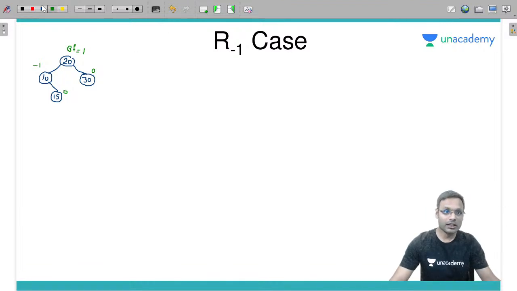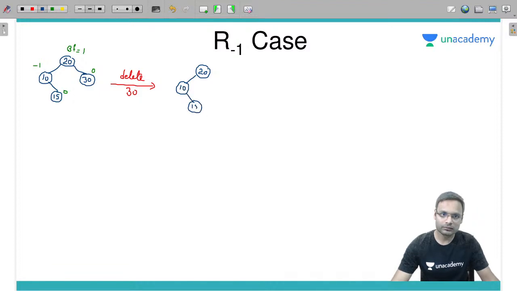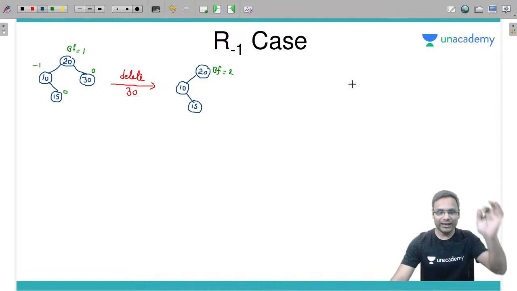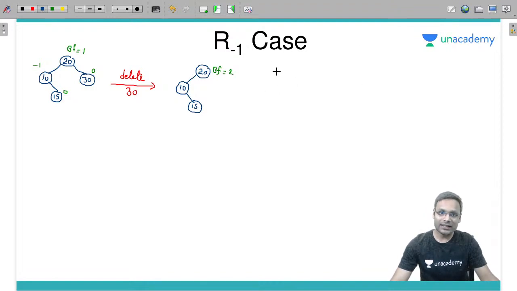No problem at all. Suppose in this particular tree you have deleted 30. If you have deleted 30, then the tree becomes this: 20, 10 and 15. Now what is the balance factor at 20, the deleted node's parent? The balance factor here is 1, 2 minus 0, 2. We have imbalance at 20.